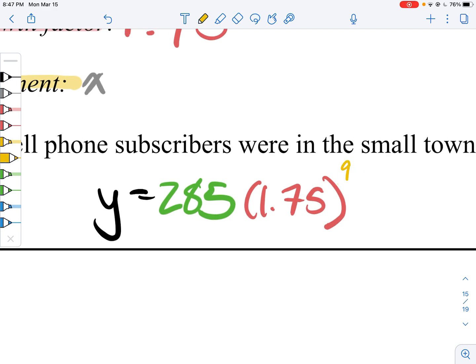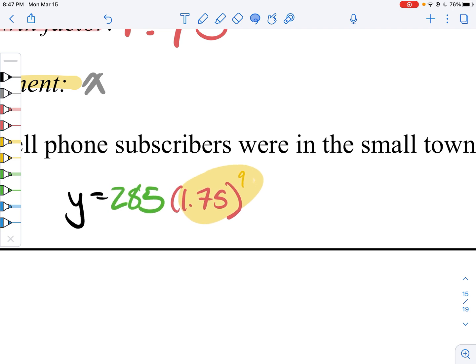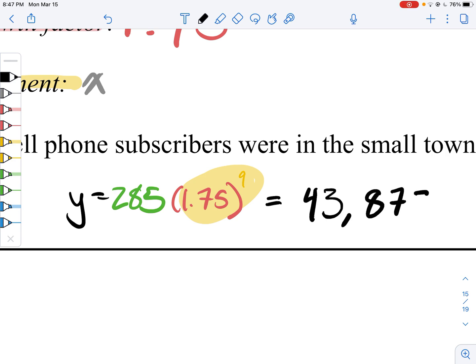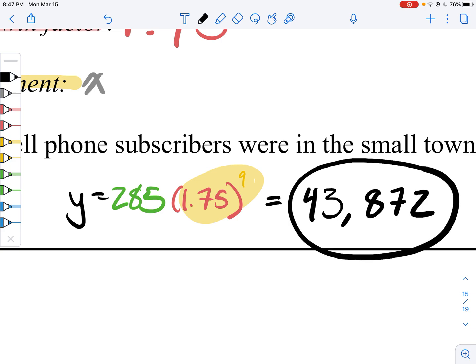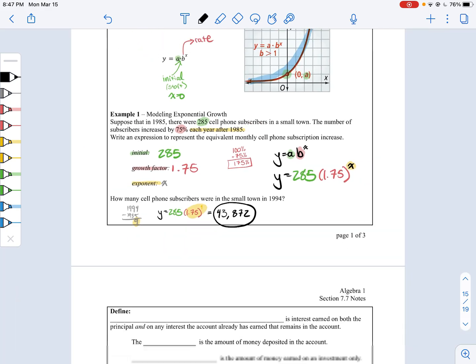And to evaluate this, do your exponent first. So you need to find out what is 1.75 raised to the 9th power. Then you multiply that out, and you get 43,872 people. Isn't that great? So that's an example of exponential growth.